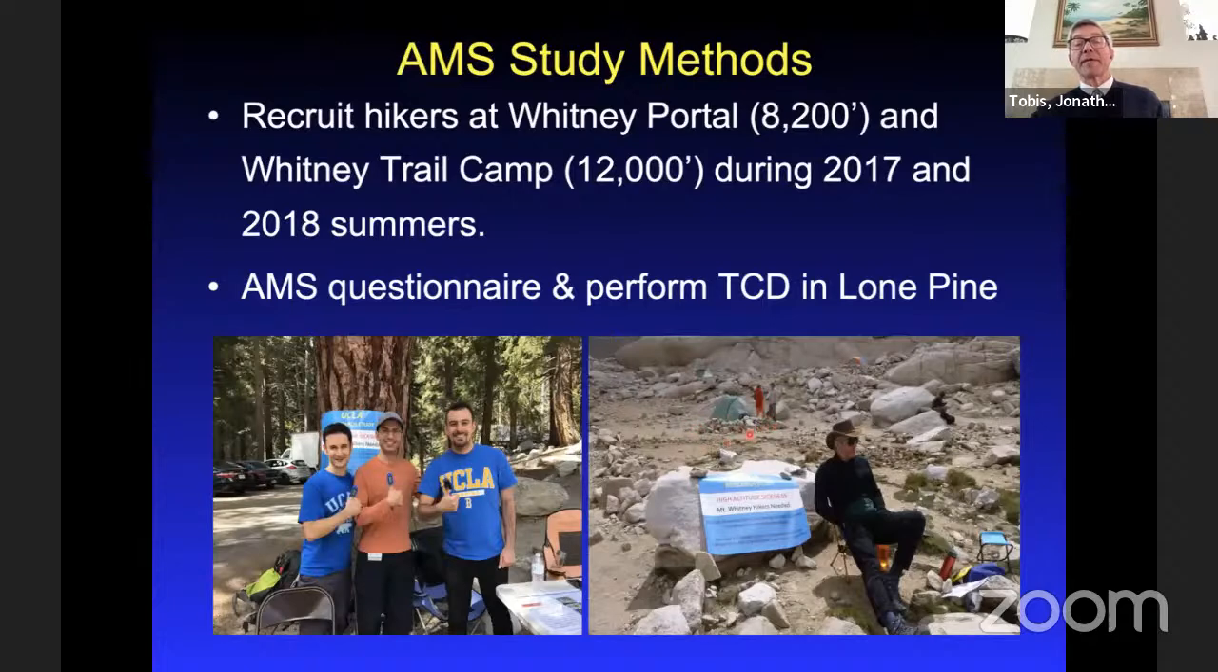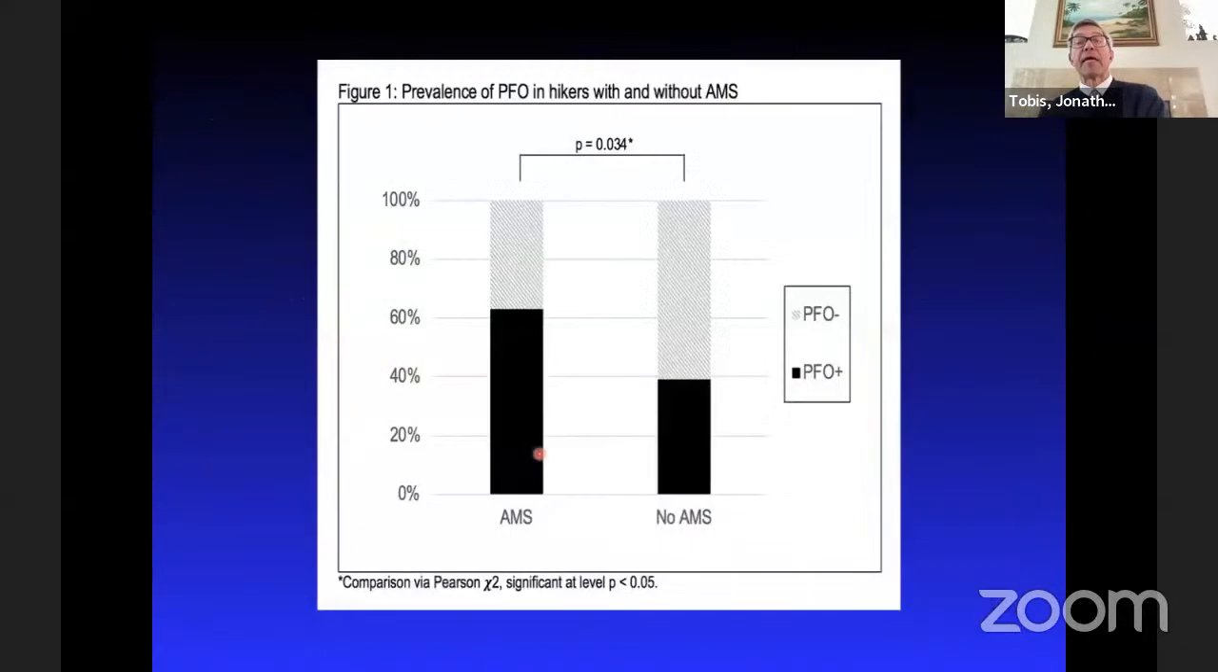And two of us camped out here with our sign, and this is the John Muir Trail, and we got hikers going up or down on Mount Whitney, and then recruited also at Whitney Portal. And then people would fill out a questionnaire. Did they have altitude sickness or not? And they would go to Lone Pine, and my technician was there doing the transcranial Dopplers, which was that picture that I showed previously. And sure enough, there's a higher frequency of PFO in people who have a history of acute mountain sickness versus those who don't.